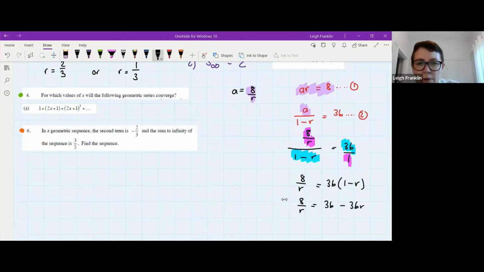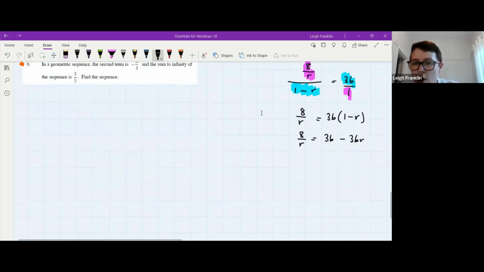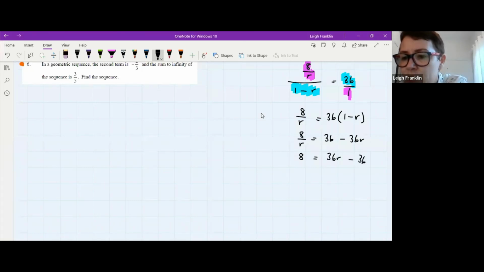Jabula, you're done. We're going to talk about the answers right now before we go. Now you've still got this pesky R in the denominator hanging around. So from here you can multiply each term in the equation by R. That gives you 8 equals 36R minus 36R squared. And then from there, get it into standard form.